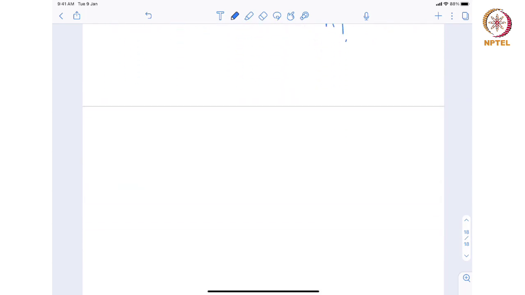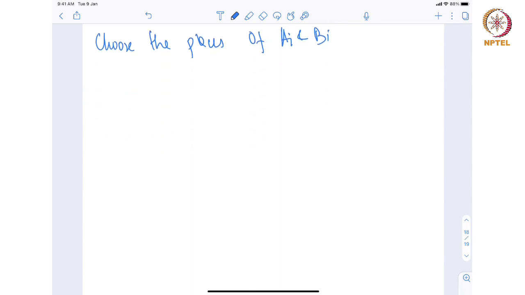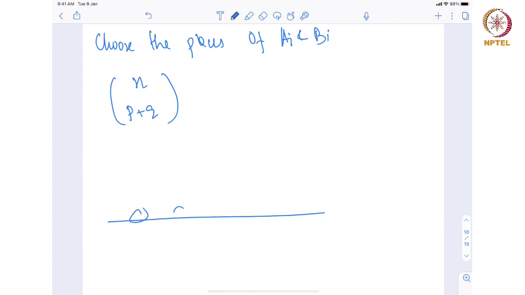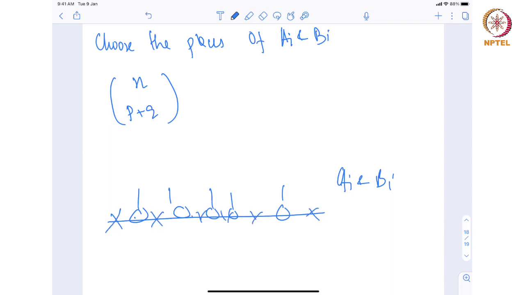First of all, you choose the places of Ai and Bi. How many such places are there? From n you choose p plus q. You know that these places are allocated for elements of Ai and Bi, and on the remaining places any element of my universe can come. So that is n minus p plus q factorial.